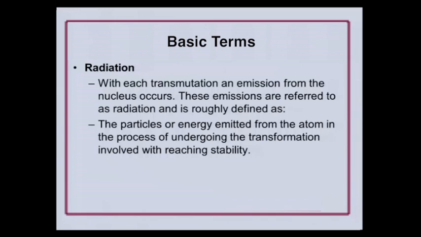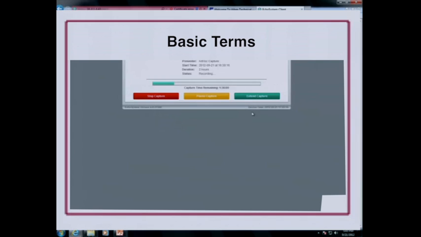And that is referred to as radiation. Roughly defined, it is the particles or energy that are emitted from the atom in the process of undergoing transformation involved with reaching stability. Now what we're going to do is go through and take a look at some of the decays, some of the types of radiation. I'm not going to spend a whole lot of time on these because these should be second nature to you. We just want to refresh you on them. And then that'll be followed by a quick review of the chart of the nuclide and how to trace radioactivity on the chart. And with that, we're going to take a short break, and we'll return in just one moment.